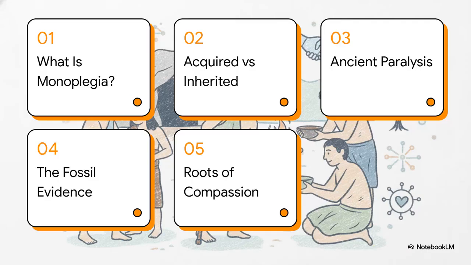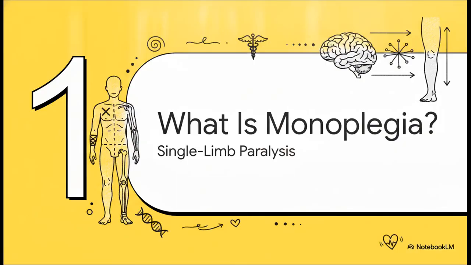Okay, let's dive into this roadmap for today's explainer. We'll start by defining what monoplegia actually is. Then we'll compare acquired versus inherited paralysis. After that, we're looking at paralysis in ancient humans, reviewing the actual fossil evidence, and finally unpacking the roots of human compassion. Starting right off with Section 1, what is monoplegia?